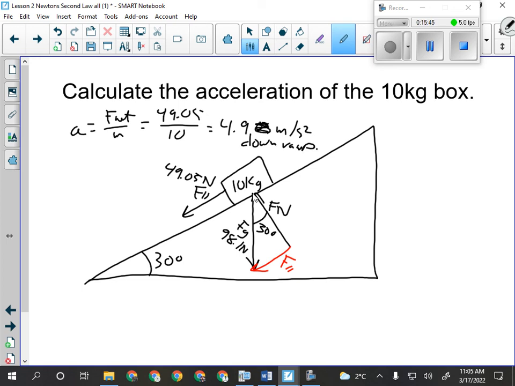Luke, question? Why is force of gravity 98.1? Because I multiplied it by 10. I found the force, not the acceleration. Okay. Everybody follow what I did there?